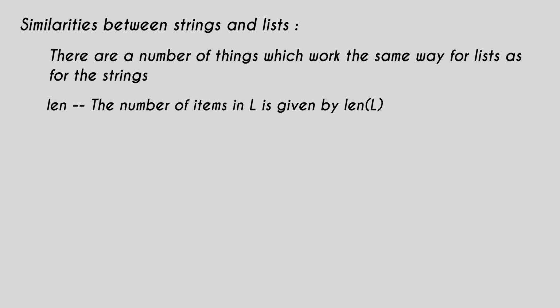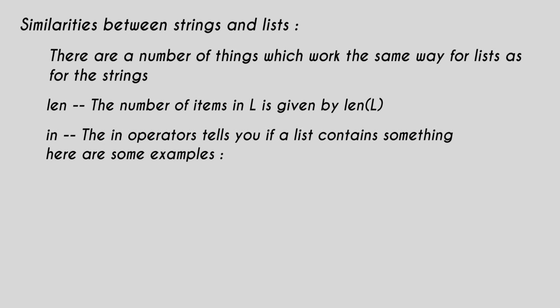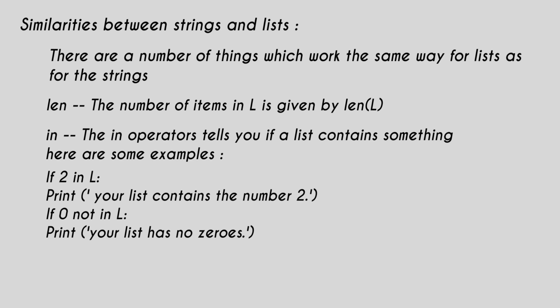Here, len: the number of items in L is given by len of L. And in: the in operator tells you if a list contains something. Here are some examples. If 2 in L, print, your list contains the number 2. Or if 0 not in L, print, your list has no 0 values.